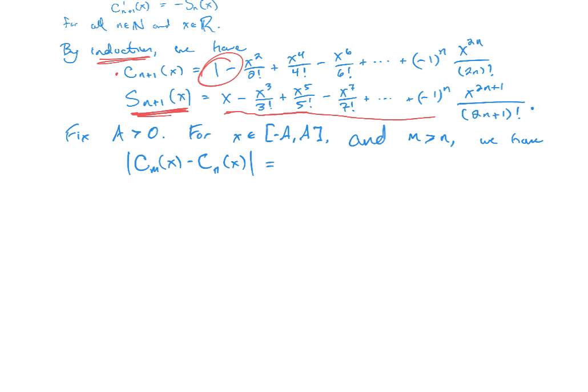And now you just have to figure out how we're going to do this. The first term that is not subtracted here is going to be minus 1 to the n, x to the 2n over 2n factorial. Okay. Because that's not a term of Cn. Cn would stop at x to the 2n minus 2, because our definition above was Cn plus 1.